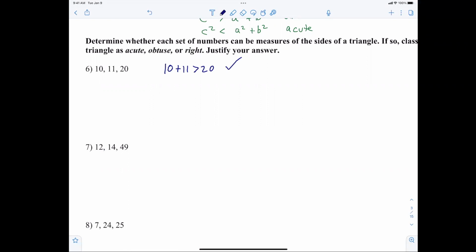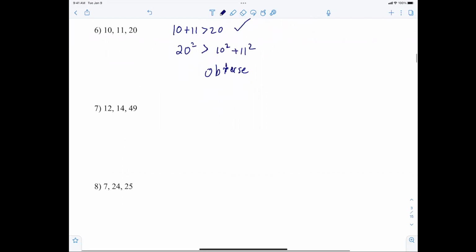All right. Now it's just a matter of looking at the longest side. What's the relationship between 20 squared and 10 squared plus 11 squared? 20 squared is greater than, therefore it is what? It is obtuse. All right, it's obtuse. Anybody have any issues with that? Now, obviously, number 7 is what? No triangle. So by agreeing with me, no triangle on number 7.